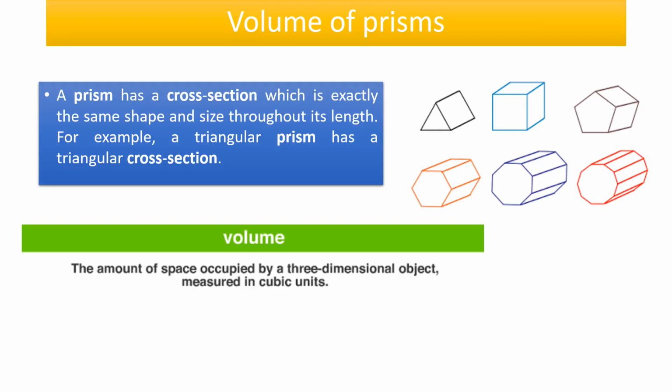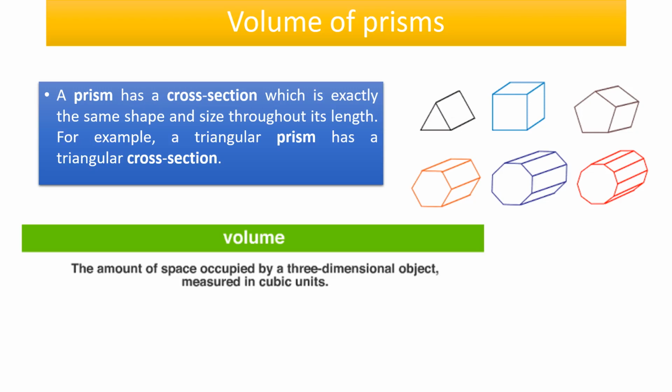In this video, we're going to look at how to find the volume of prisms. And first, we need to go through some keywords. We need to clarify or define what prisms are. A prism is a 3D shape with a uniform cross-section. That means that the cross-section is the same shape, the same size throughout the length of the prism.